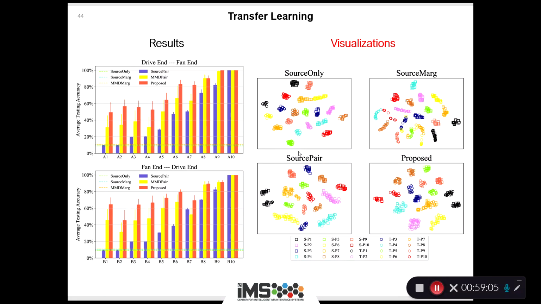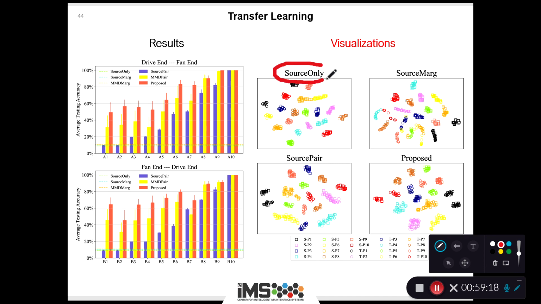And the result is also pretty good. Specifically, we can see the visualization results here, where different colors represent different health conditions. If we do not use any transfer learning methods, like the source only method, we can see that the different shapes of a certain color are separated. That means the data from different sensors are actually different, and they are not projected into the same area. So the knowledge cannot be shared by the data from different sensors.